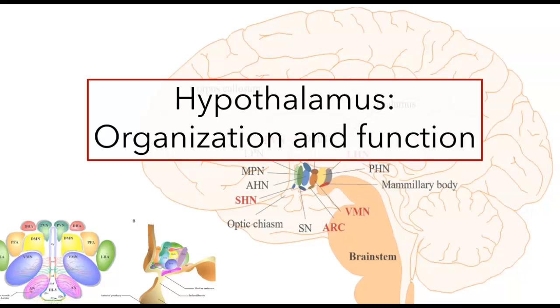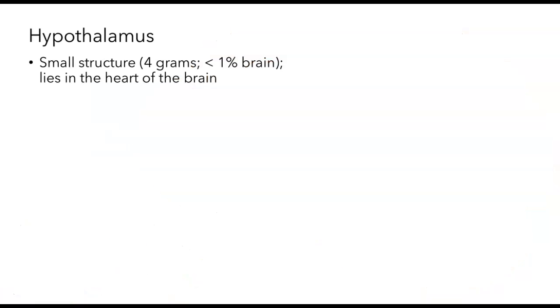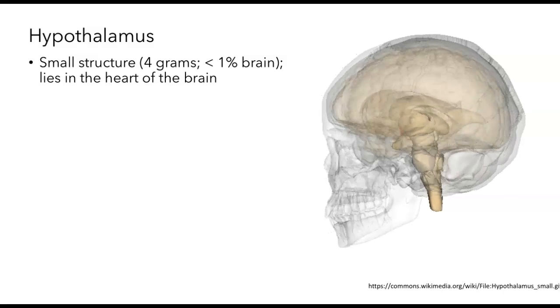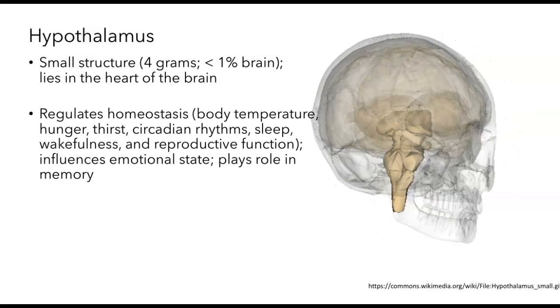In this video, I'm going to introduce you to the structure and function of the hypothalamus. The hypothalamus is a small structure. It weighs about 4 grams in an adult human. Since a typical human brain weighs about 1,300 or 1,400 grams, this represents less than 1% of the brain by mass. It lies in the heart of the brain, as shown by this animation here, and although it's small, it plays a role in a number of important functions.